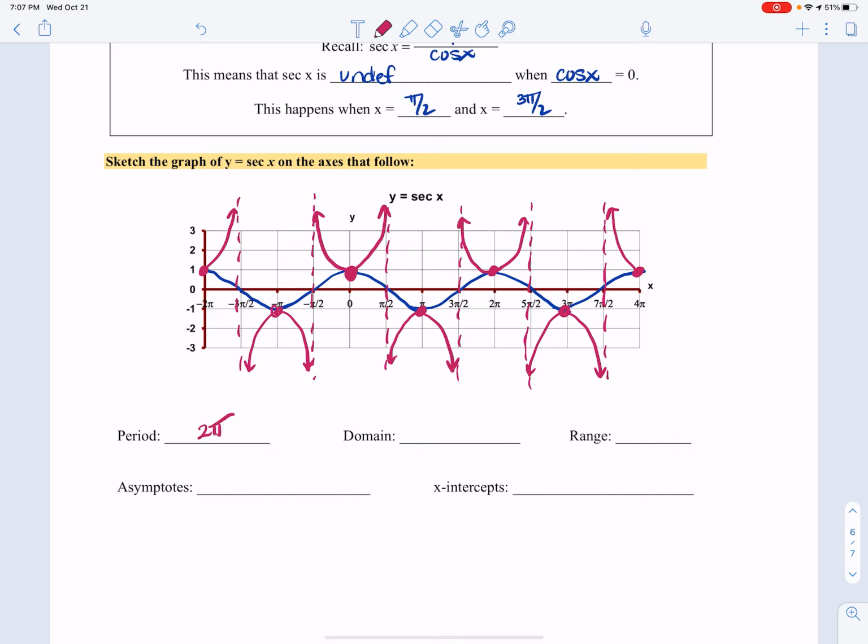The period is still 2 pi. The domain is basically anything except for those odd pi's over 2. The range is the same as the range of cosecant. We have all the negative numbers up to and including -1, as well as all the numbers starting at 1 and going up. Asymptotes are the opposites of the domain. And the x-intercepts, there are none.